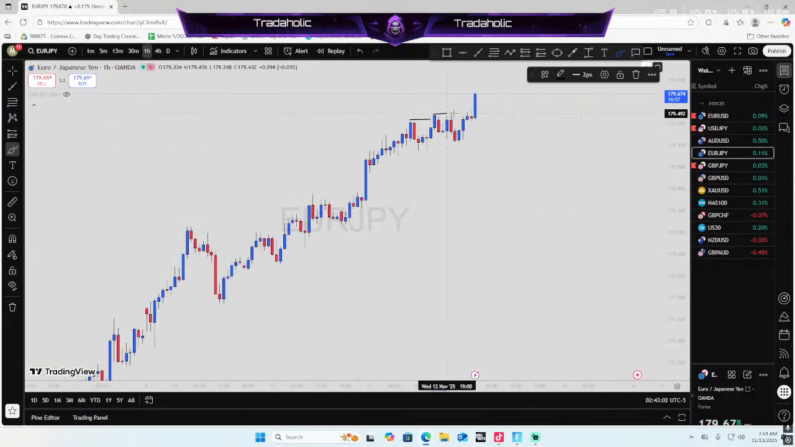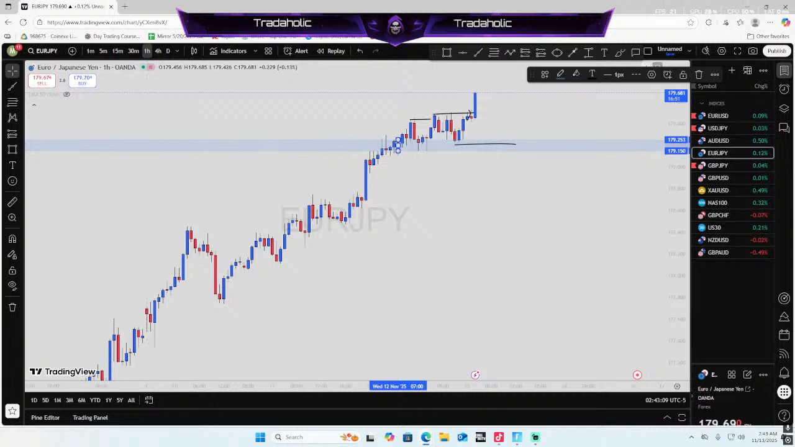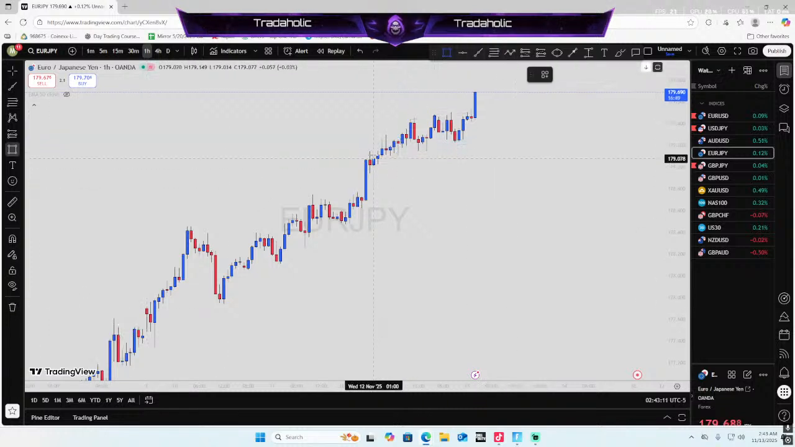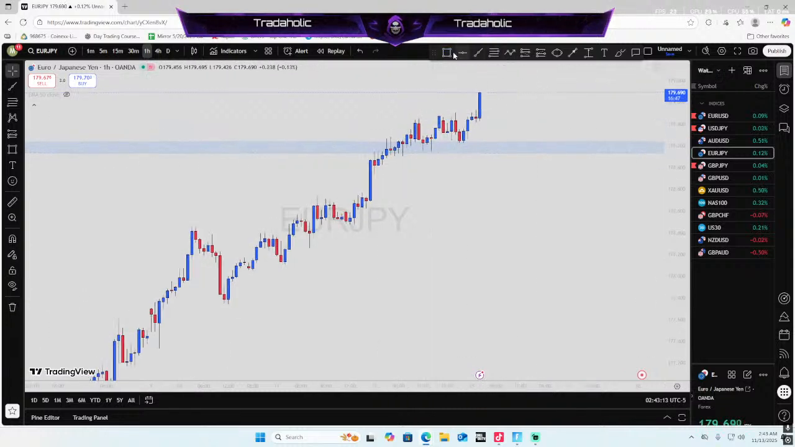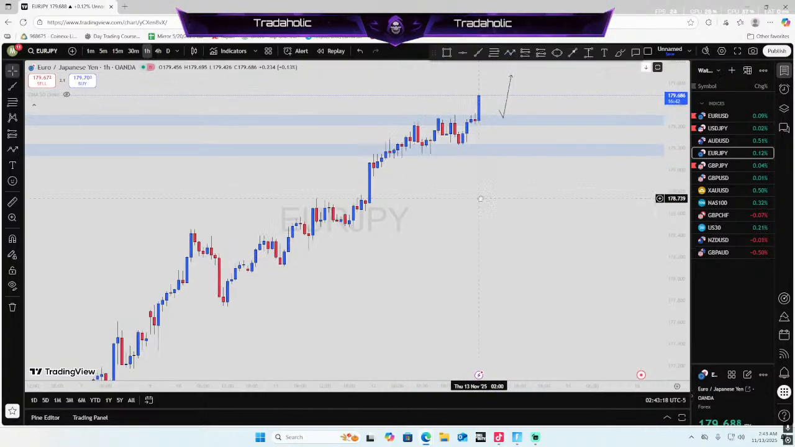Price created these equal highs here. We made a new high above these equal highs. Price never took this low. So we should be bullish as long as we stay above this low right over here. We already have a brief retest off of this low. Already got the break. Now we just need to retest and continue to the upside.